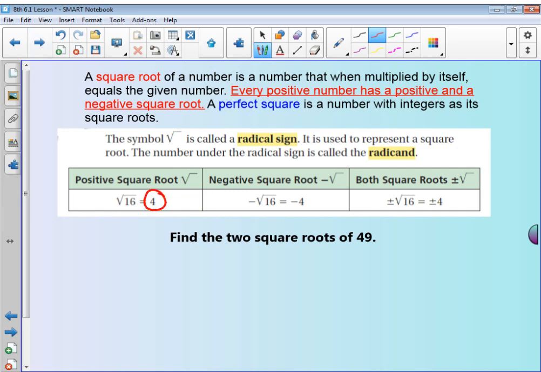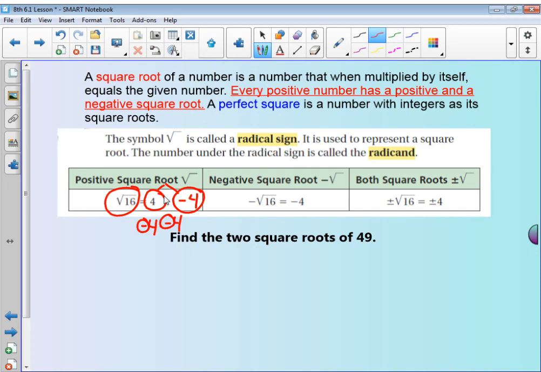We can also go through and get the same answer if we had -4 times -4. Remember, when we do two negatives, when we multiply, we count those and they make a plus sign. So -4 times -4 would also give us 16. So here we could also have the answer of -4. Okay, so this 4 or -4 would be the solution to the square root of 16.